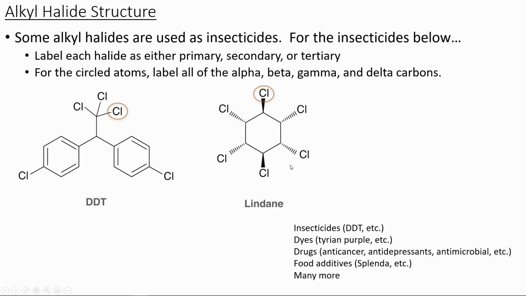Looking at lindane, the chlorine circled, our alpha carbon would be the one directly attached. The two carbons next door would both be beta carbons, and then these two carbons would be the gamma carbons.